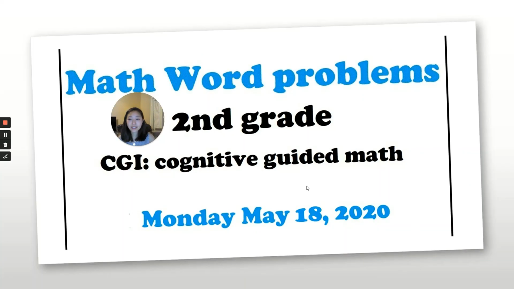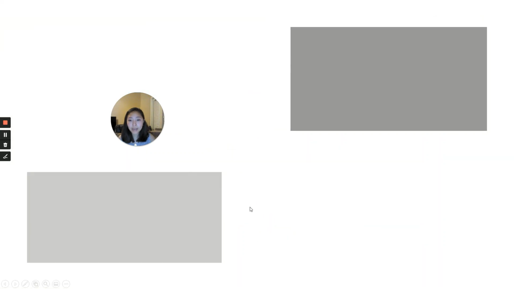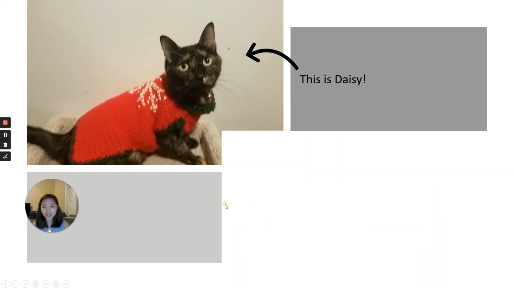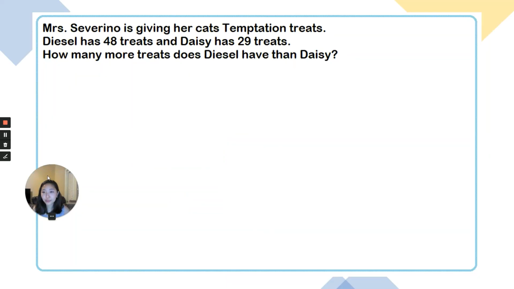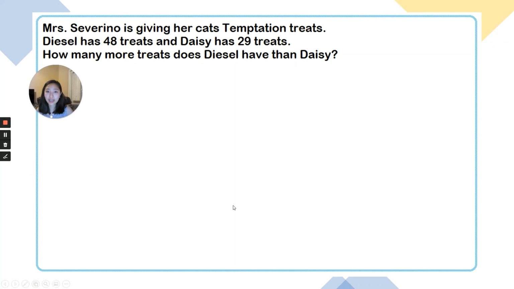Second grade scholars, today's CGI is about, you've heard them before and you've seen them before. They're about Miss Severino's cats, Daisy and Diesel. I love talking about them because they are adorable and there's two of them so you can do a lot more problems with them. So today's problem is Miss Severino gives her cats Temptations treats.